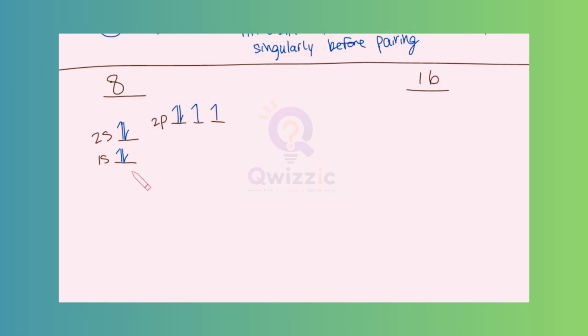So now we write our electronic configuration with the subshell name and then the number of electrons in that subshell as the exponent. So the electron configuration for an element with atomic number 8 will be 1s2, 2s2, and 2p4.